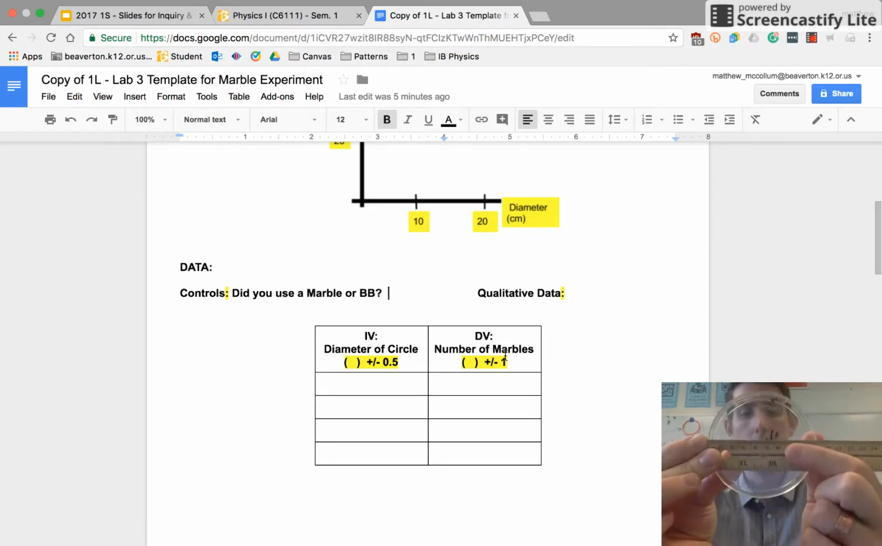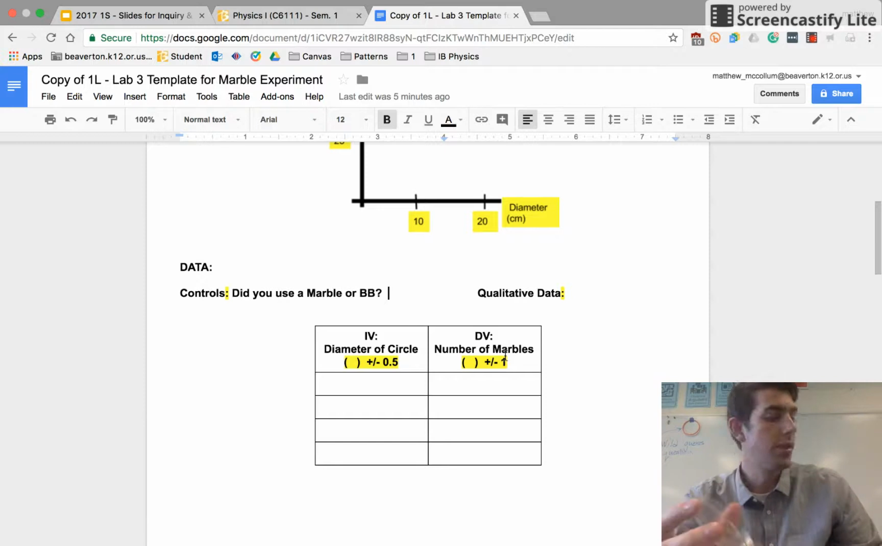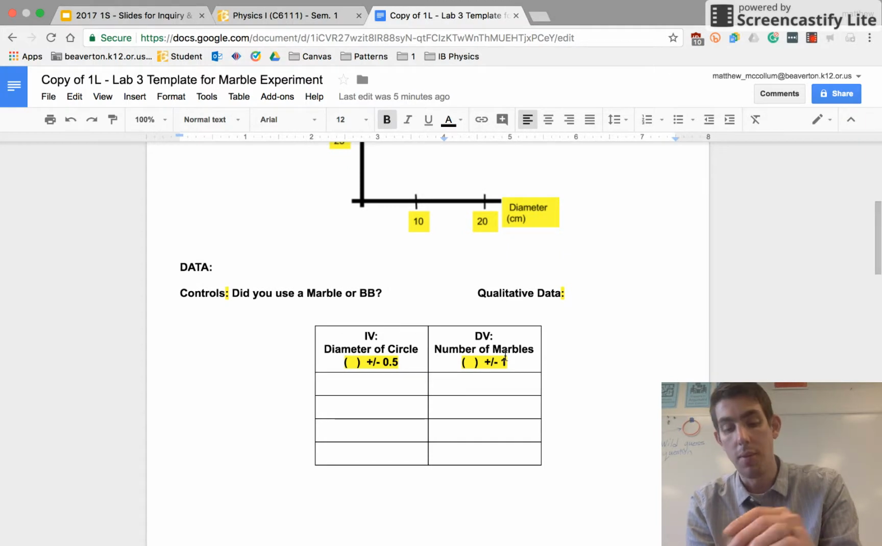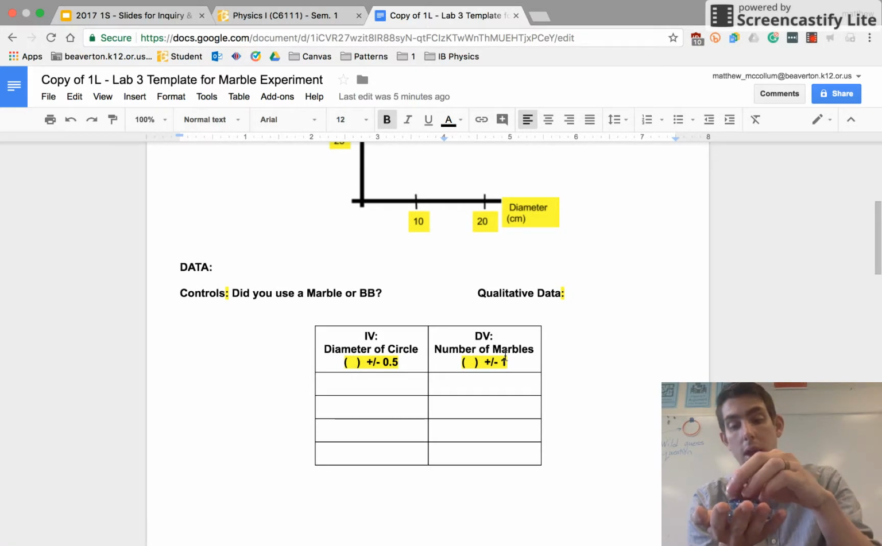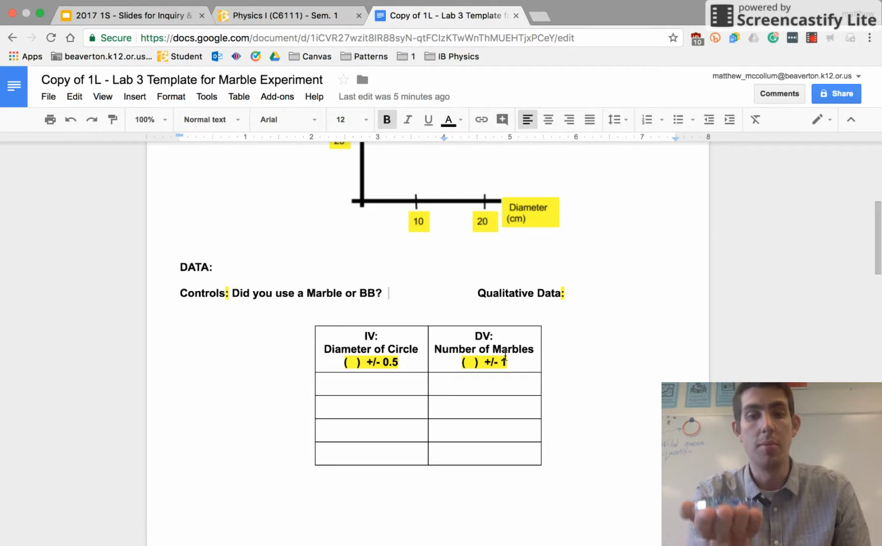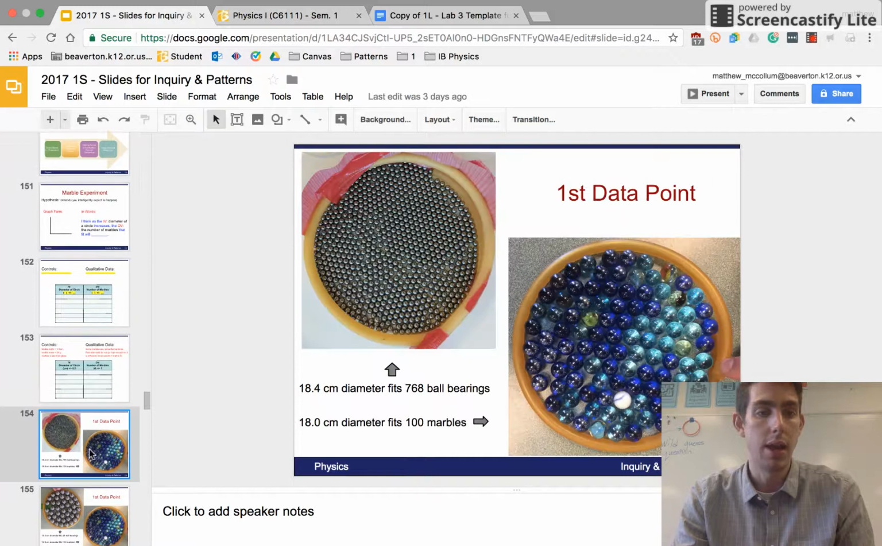Now, when we're talking about number of marbles, there will be a point when you put in so many marbles that one extra one won't fit. We want the marbles to all fit flushly on the ground. Sometimes when you add one more, it will pop another one out. It's the number of marbles that fit smoothly on the ground or on the petri dish. Okay, so you will record the different size of diameter of circle and how many marbles you found in that.